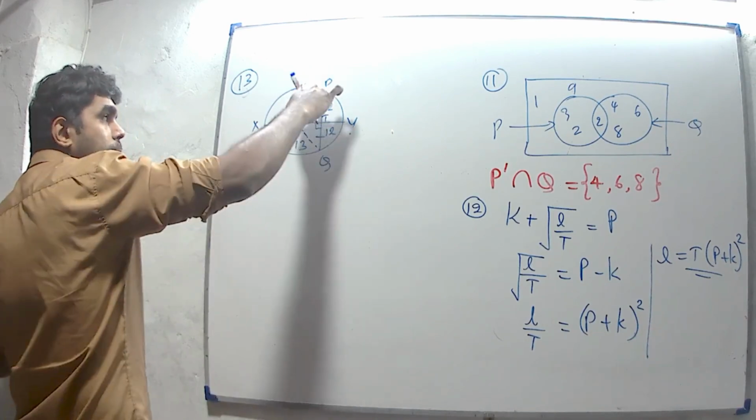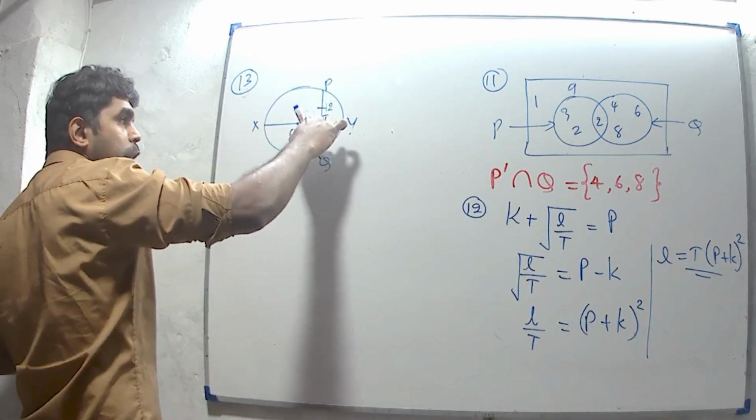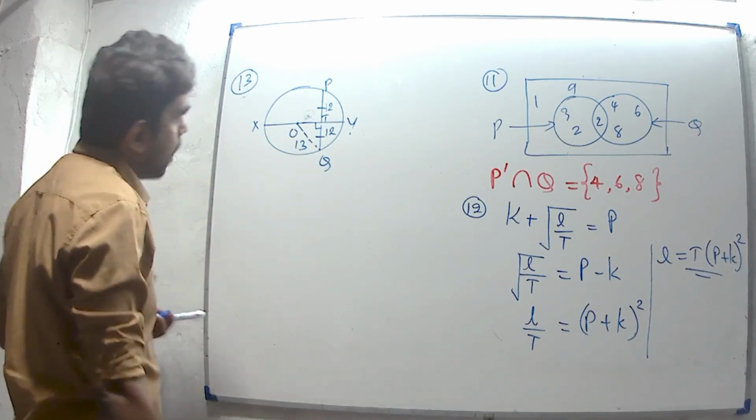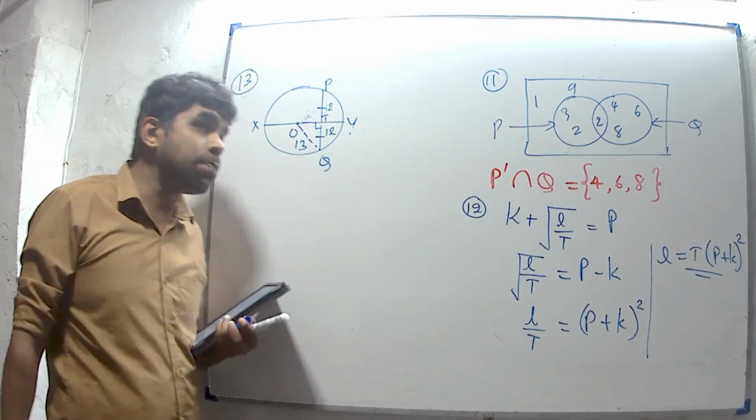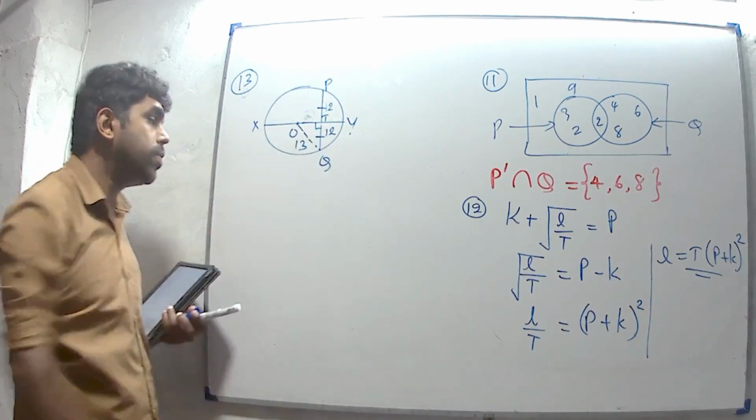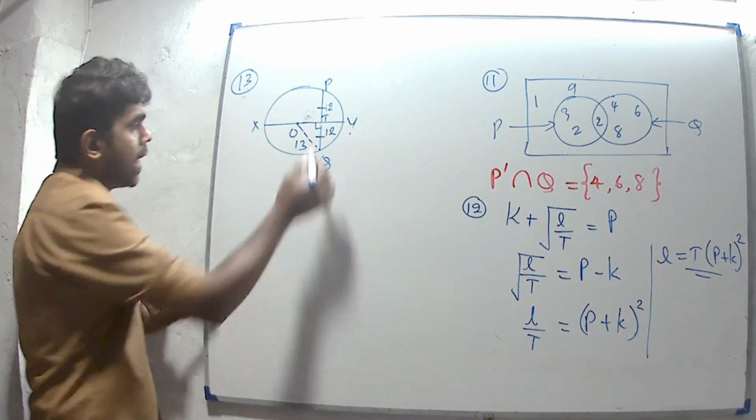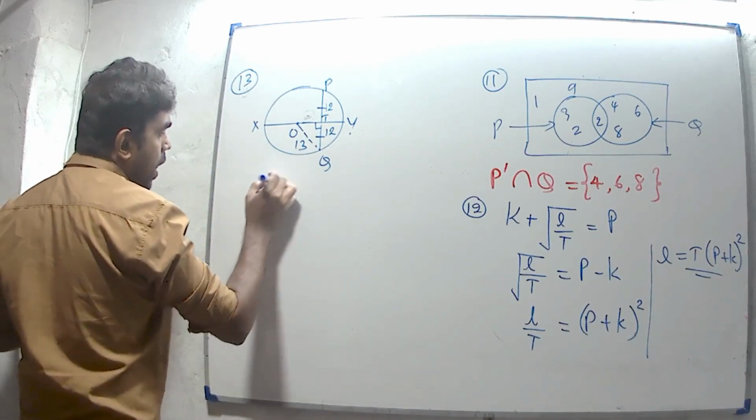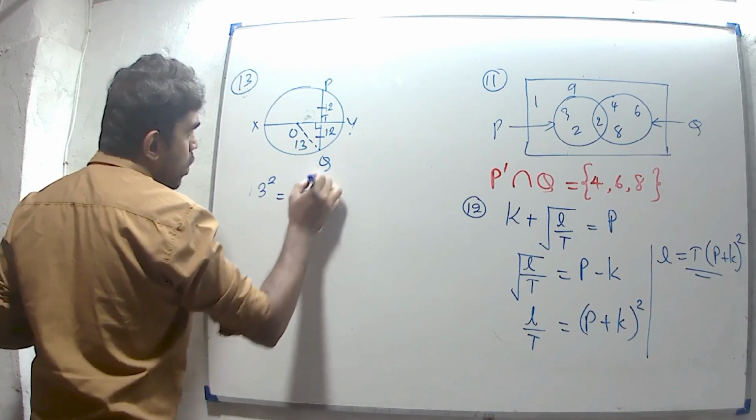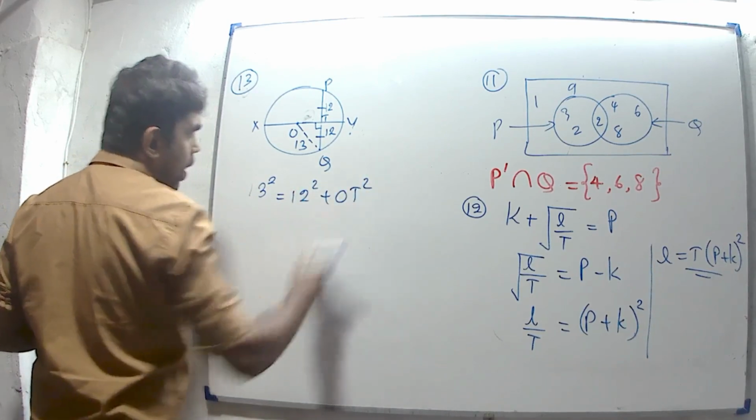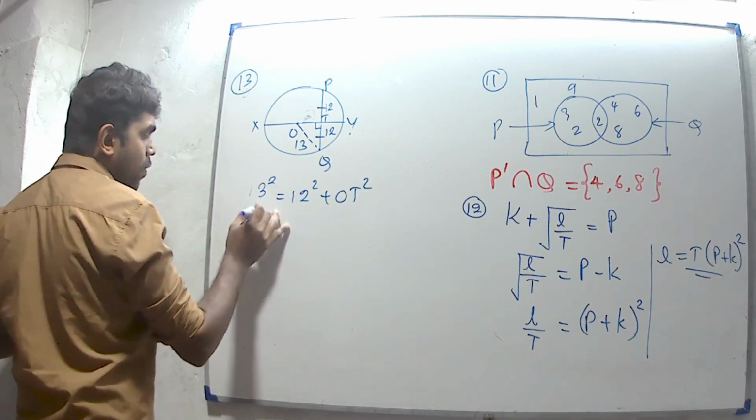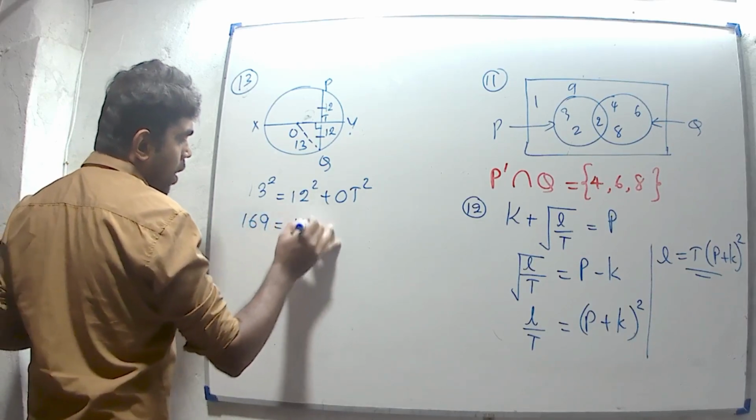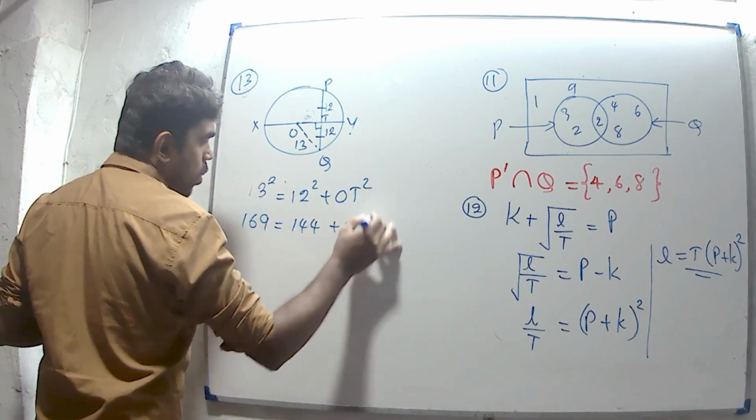You know that when joining the midpoint of a chord and the center by a straight line, it is perpendicular to the chord. Then this angle is 90 degrees. We can use the Pythagoras theorem. 13 squared equals 12 squared plus OT squared. 13 squared is 169, 12 squared is 144, plus OT squared.